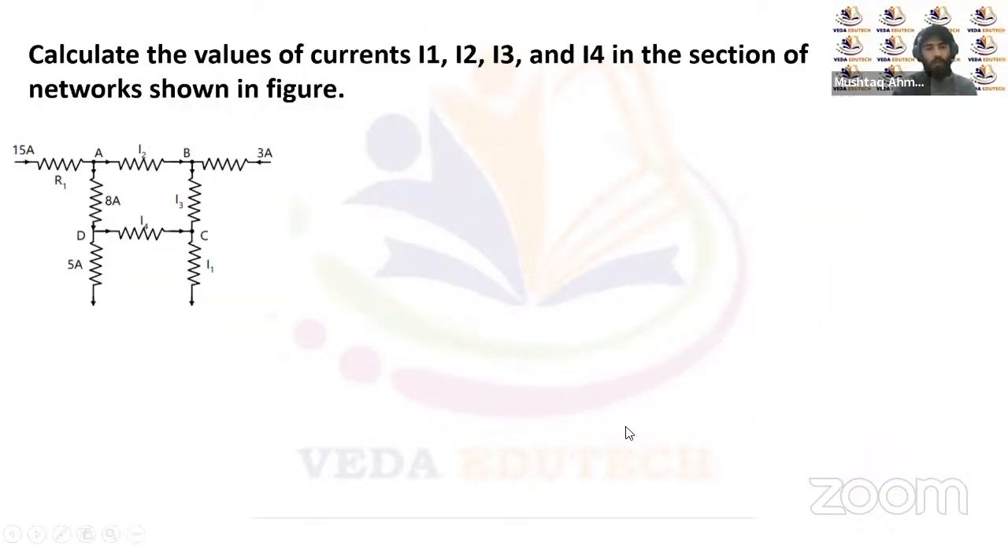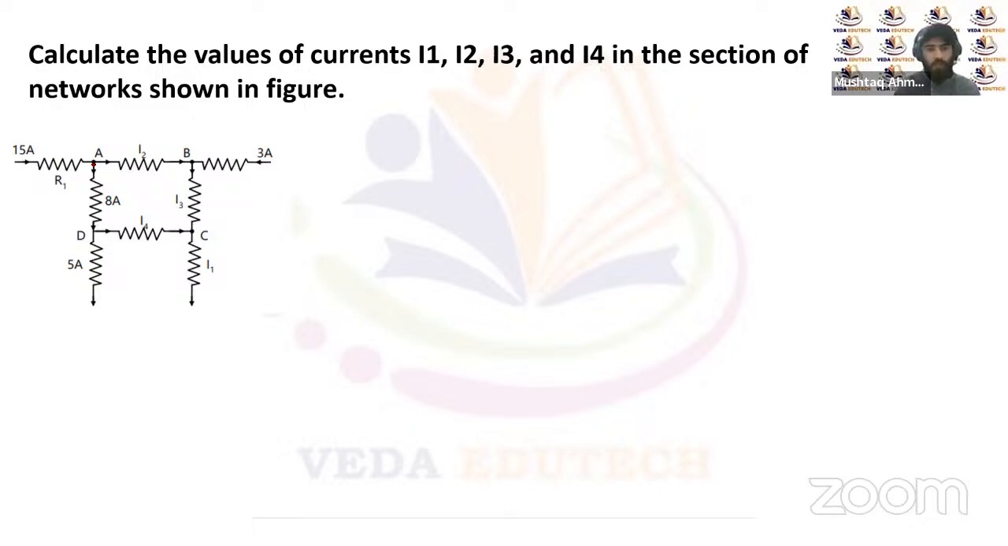So let's try to apply this. It's a very simple and very straightforward law, right? Let's try to understand this law more concretely with the help of this example. You can see in this diagram that we have a question: calculate the values of currents I1, I2, I3, and I4 in the sections of the network shown in the figure. There are different resistors in this network and different currents flowing through them, right? So we'll be using Kirchhoff's current law to find the current in different resistors.